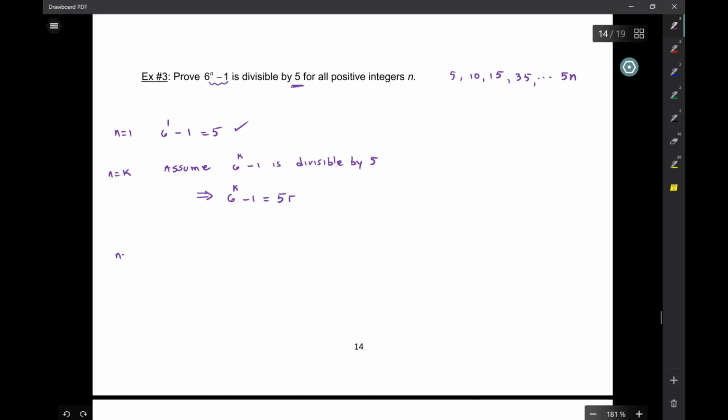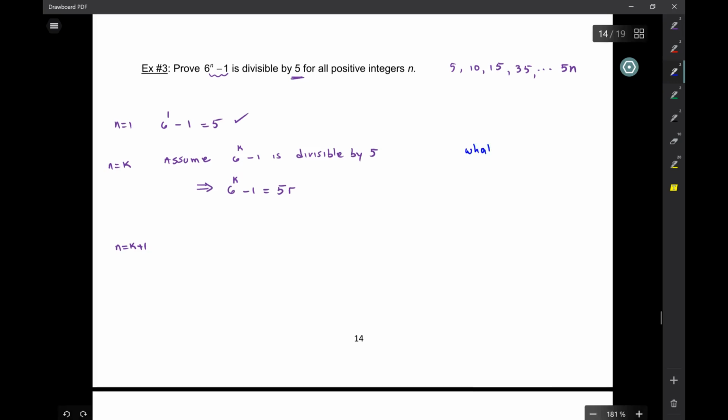Now I need to do the n equals k plus 1. Okay, so remember how we would do exploring before? I kind of left that a little bit because this is a little different. I wanted to wrap our brains around it first. So what should we get? Basically, I have 6 to the k minus 1 here. When I just change to k plus 1, the result has to be 5 times something. That's what it should look like. All right?